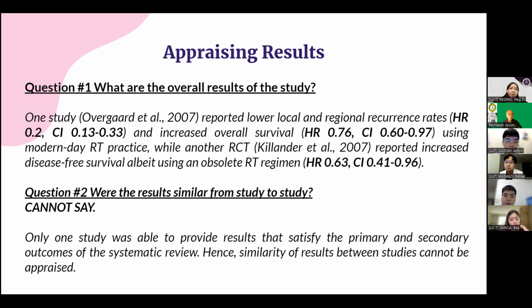And the next question is, were the results similar from study to study? However, we still cannot say because only one study was able to provide results that satisfy the primary and secondary outcomes of the systematic review. Hence, the similarity of the results between studies cannot be properly appraised.